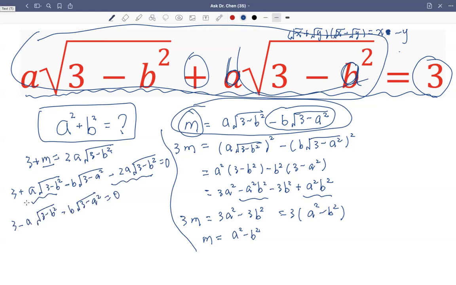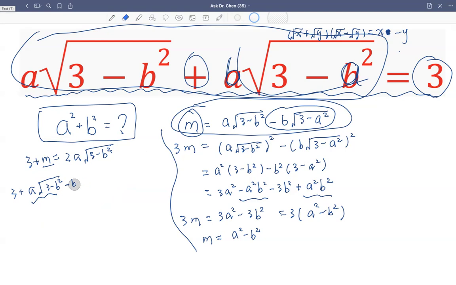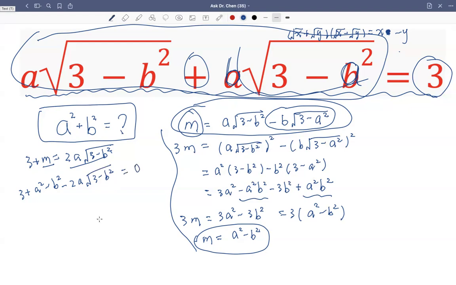No. We don't want to do this. Okay, this is silly. We already calculated m. Because this won't bring us anywhere. No, we don't want to do this. We want to do the other way around. Because we already calculated m right here. m equals a squared minus b squared. So we get 3 plus a squared minus b squared. We move this term to the left-hand side as minus 2a square root of 3 minus b squared. That equals 0, right?